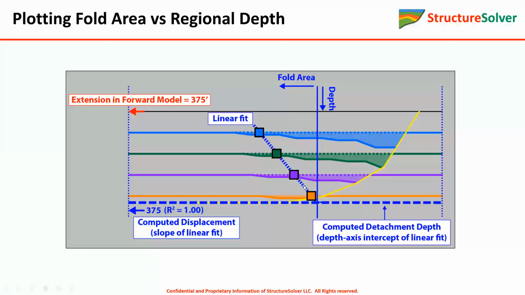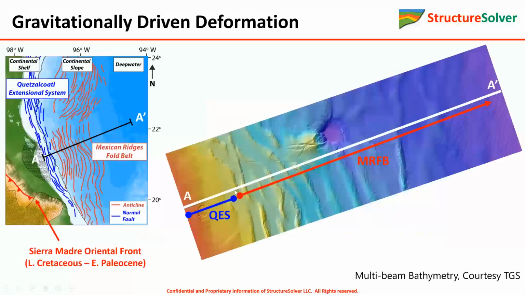So that's the variation of fold area as a function of depth. And then the intercept of that best fit with the depth axis gives us the detachment depth. You can see that the dashed blue line lines up exactly where the model is. So it's a very robust method for quickly determining displacement and detachment depth. Those are some of the immediate things you get out of an area depth plot.